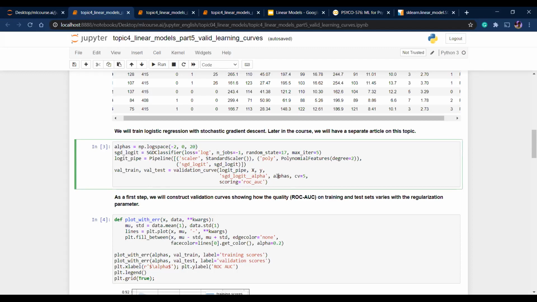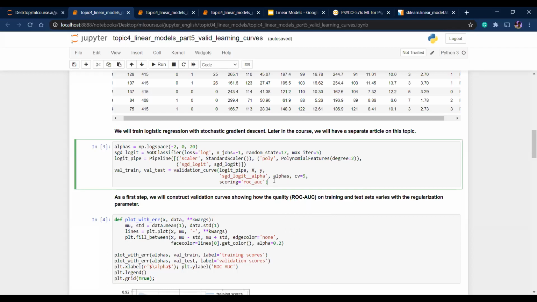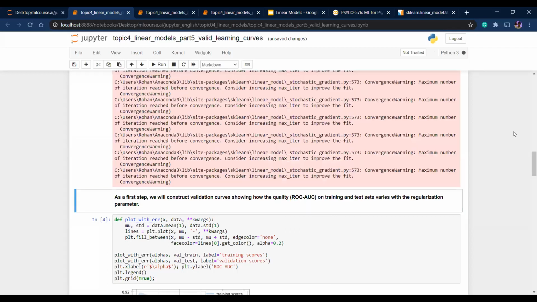Yeah, so we have the alphas, which is nothing but the SGD classifier parameters. And we use the scoring ROC AUC, or receiver operating characteristic, area under curve, which is nothing but the accuracy at a very high level. It's not, but it dives more into true positives, false positives, and all that stuff. But just to simplify things, just think of it as accuracy. So I'm going to go ahead and run that.